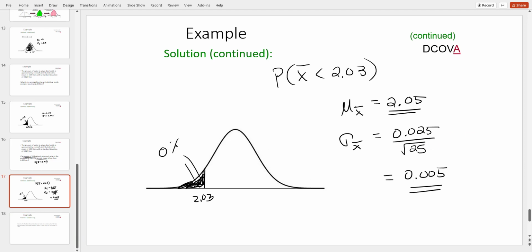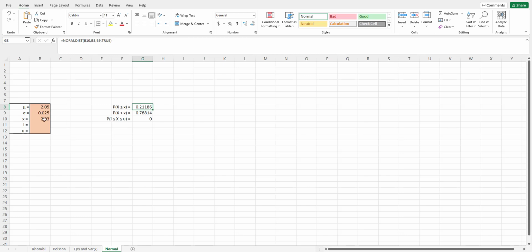Okay, if we do it into my Excel template, the only thing we need to change is the standard deviation, 0.005. As you can see, we get this small number. When you see that E negative 5, that means you move your decimal over 5 places to the left. Once again, a very small number.